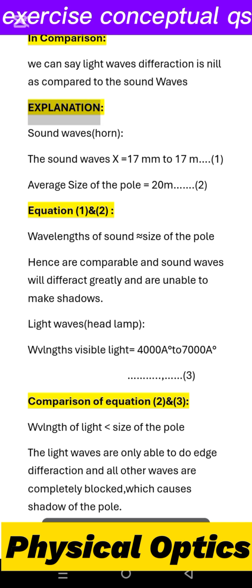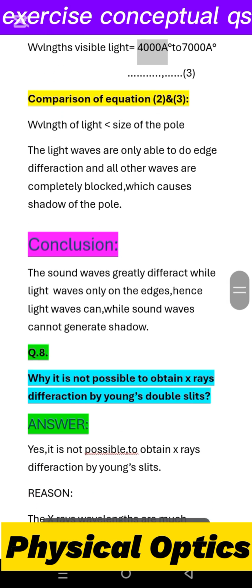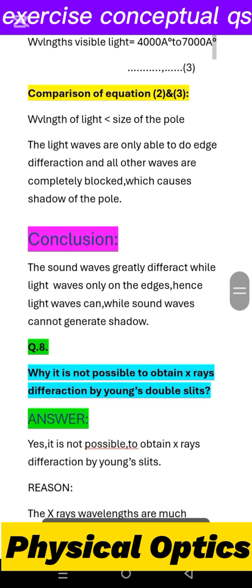Explanation. Sound waves, horn: the wavelength of sound is λ = 17 mm to 17 m, equation 1. Average size of the pole is 20 m, equation 2. Comparing equations 1 and 2, the wavelength of sound is almost equal to the size of the pole. Hence they are comparable, and sound waves will diffract greatly and are unable to make shadows. Light waves, headlamp: the wavelength of visible light is 4000 Å to 7000 Å, equation 3.